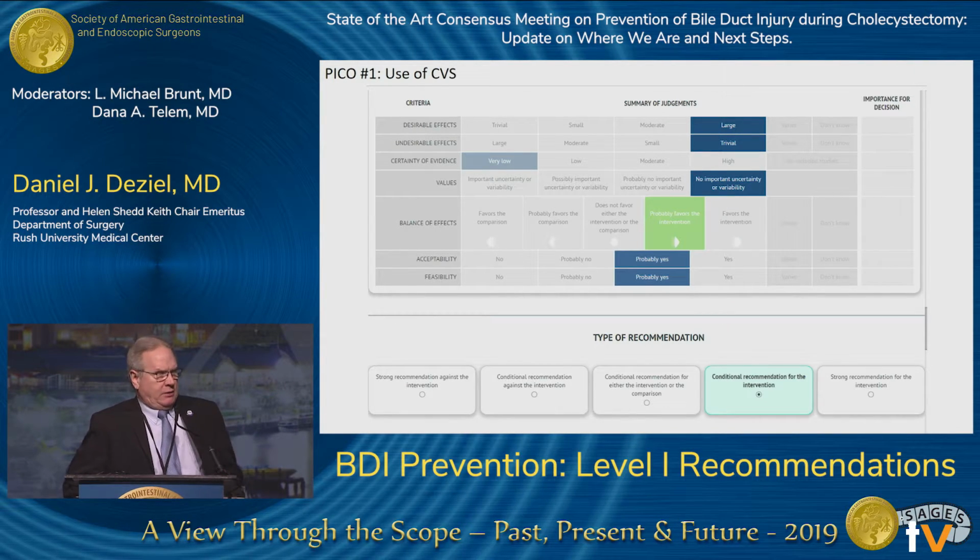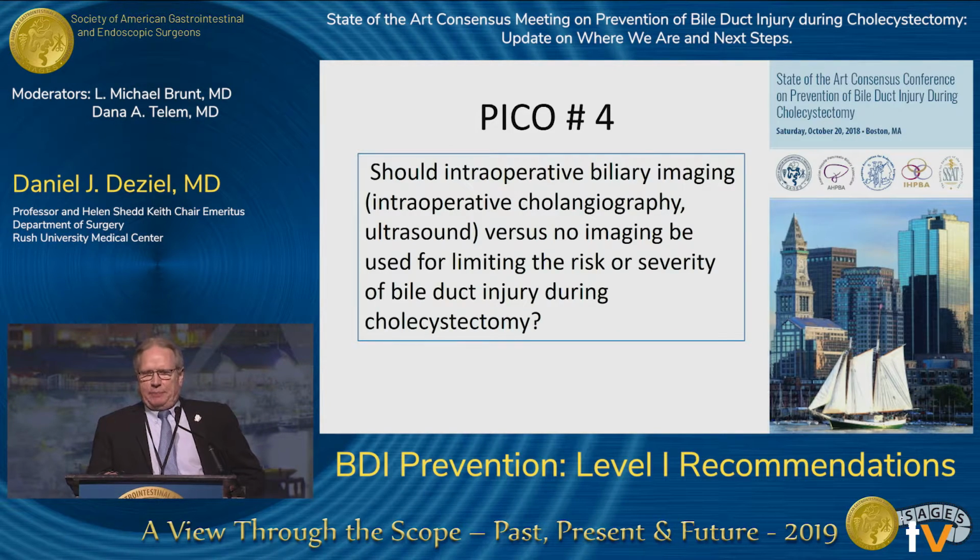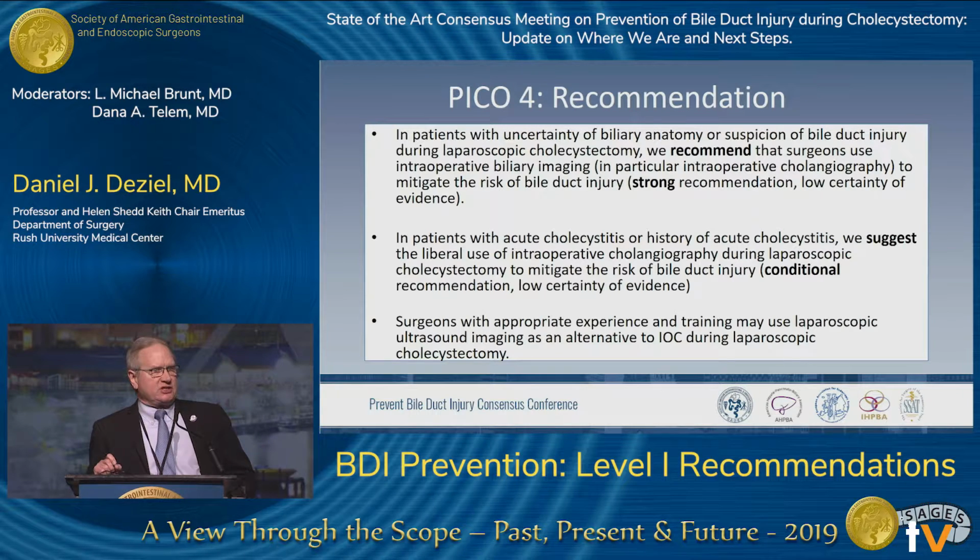Should intraoperative imaging by cholangiography or ultrasound versus no imaging be used to mitigate the risk of duct injury? In patients with uncertain anatomy or suspicion of duct injury, we recommend that surgeons use imaging, particularly cholangiography, to mitigate the risk of duct injury. This is a strong recommendation with a low certainty of evidence. You might ask, how can you have a strong recommendation with a low certainty of evidence? Well, according to the GRADE methodology, you can have a strong recommendation despite a low or even very low certainty of evidence if there is the potential for catastrophic harm not using the intervention.